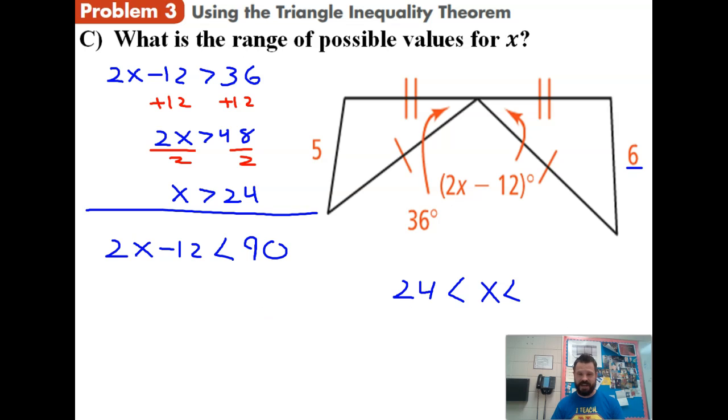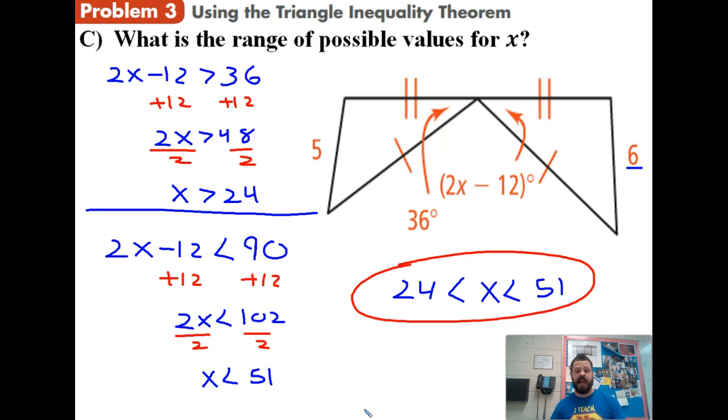And I can solve that inequality to get my max. Again, we'll add 12 to both sides. That'll give me that 2x is less than 102. And divide both sides by 2 and end up with x is less than 51. Okay, so 51 is my max there.